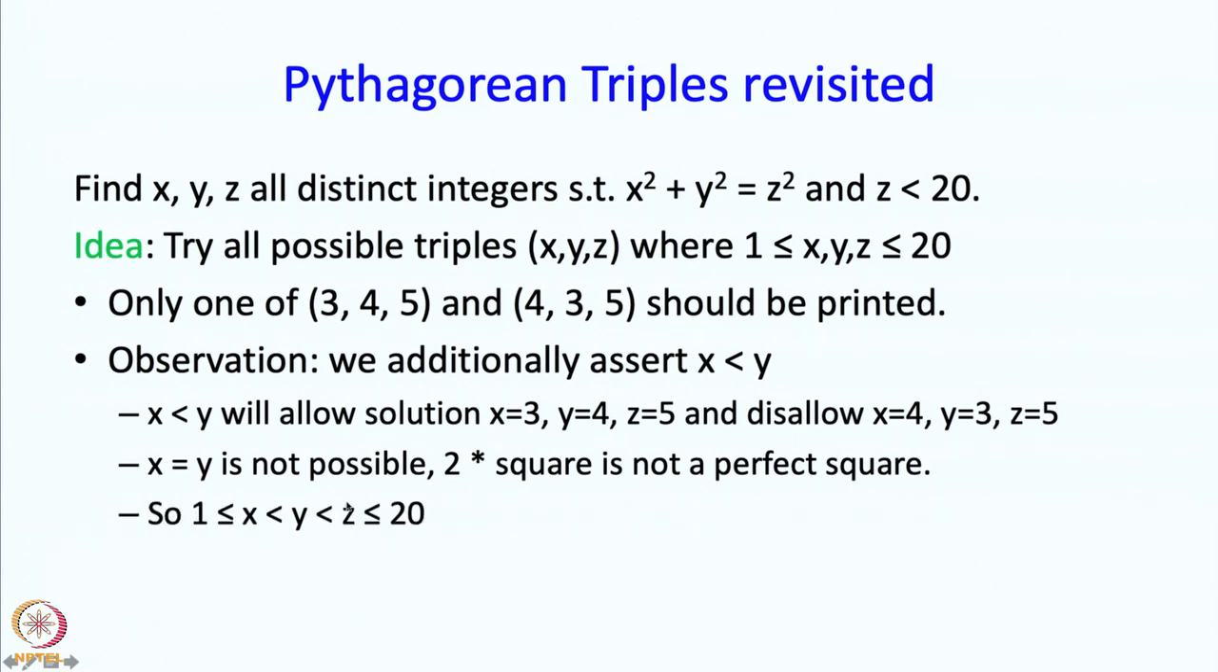Okay? And in fact, you can see that the conditions really could be something like this, because we know we are asserting that y is bigger than x, and of course, z has to be bigger than y, because its square is strictly more than the square of y and x. So, let us see how we can assert these conditions somewhat indirectly.